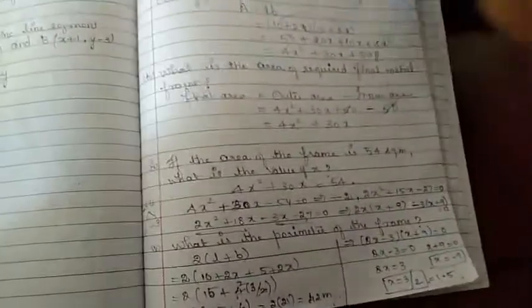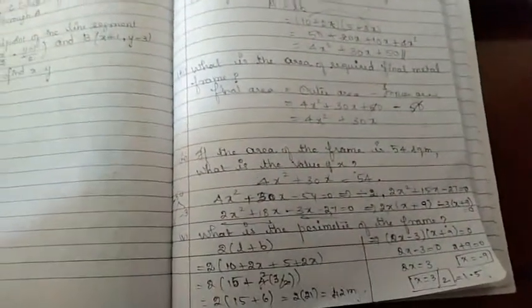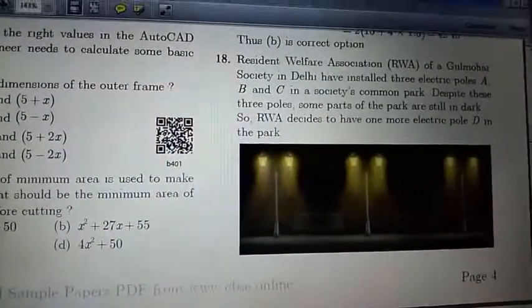Right? Hope you understood the first case study. Let us see the next one now. Now let us see the second case study.